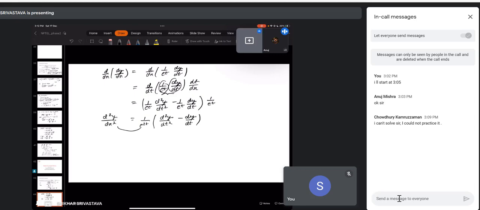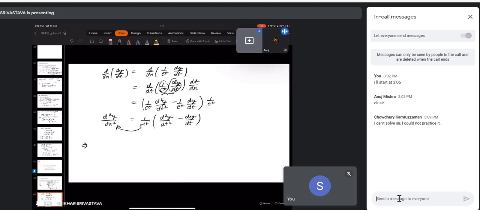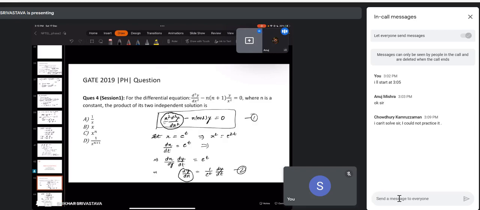Now take this thing on the left hand side. Exponential 2t is nothing but x square. If you take it to this side, you just get x square d2y by dx square, which is nothing but the first term of this linear differential equation. So that's what you needed.